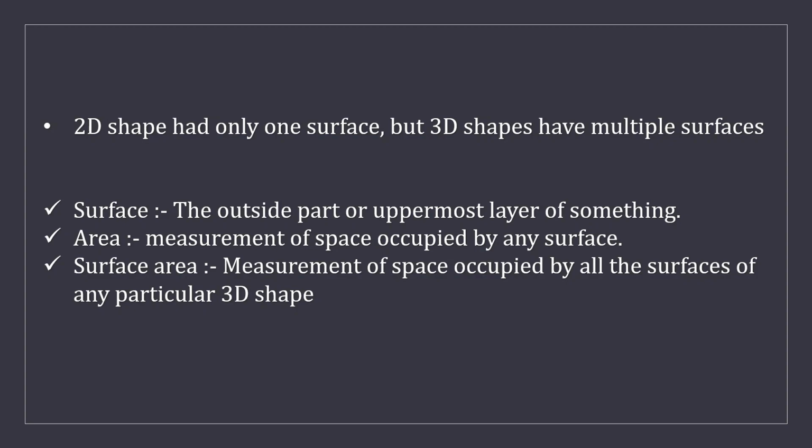So let's quickly revise what area was. Area was the measurement of space occupied by any surface, and surface area means the measurement of space occupied by all the surfaces of any particular three-dimensional shape, right? So if we have a two-dimensional shape, we have to find the area. But if we have a three-dimensional shape, we say we have to find the surface area, right? Because a three-dimensional shape has multiple surfaces. So the surface areas of all those surfaces combined give us the surface area of that particular three-dimensional shape.